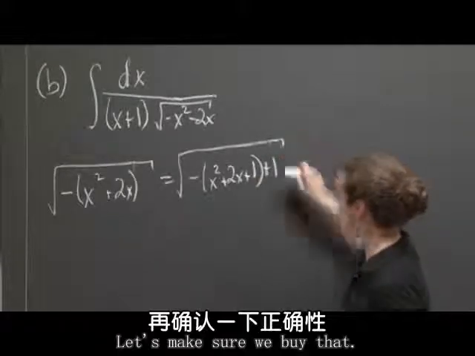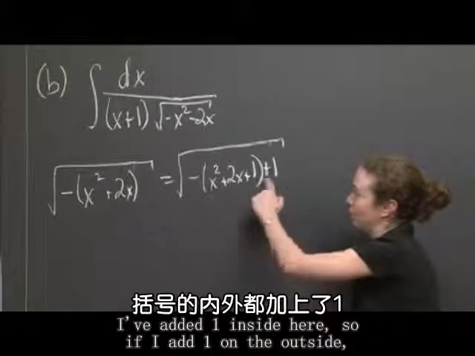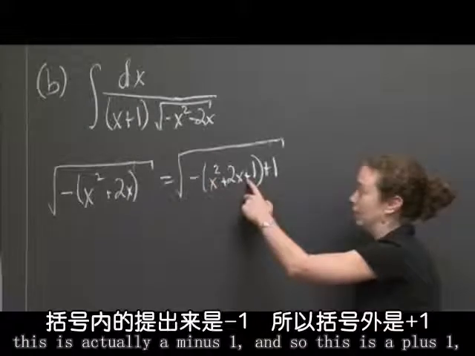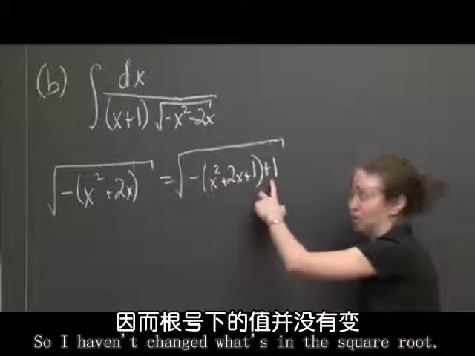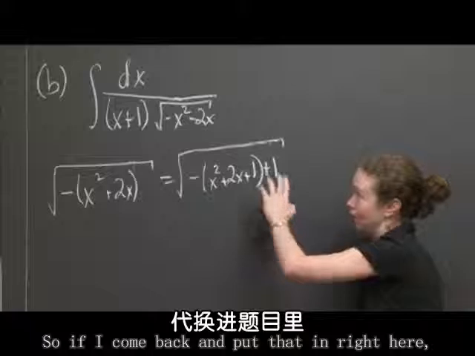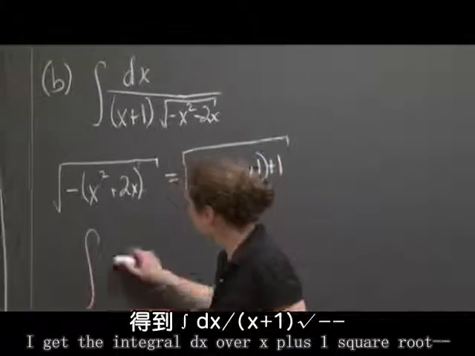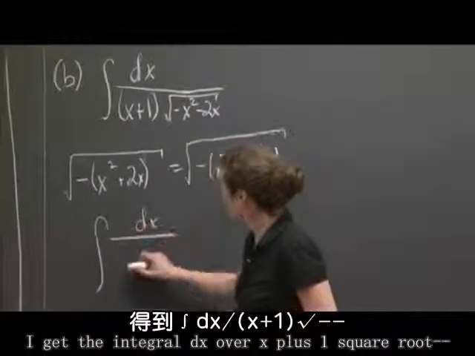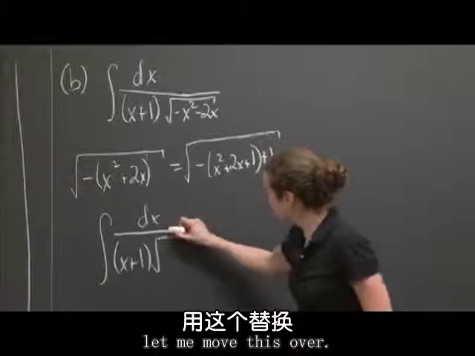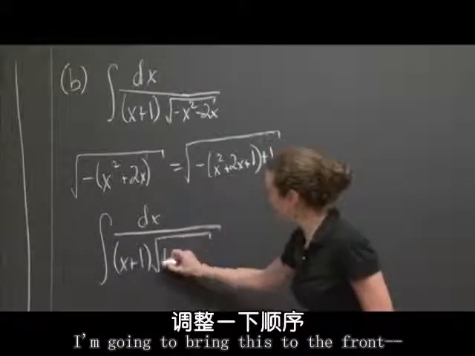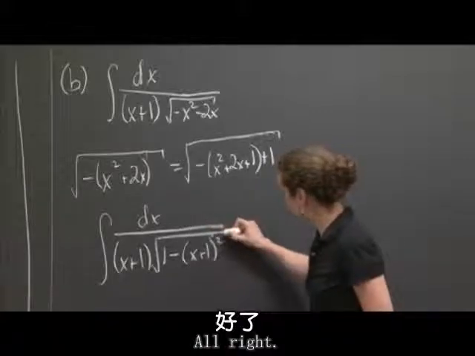Okay, let's make sure we buy that. I've added 1 inside here. So if I add 1 on the outside, this is actually a minus 1. And so this is a plus 1. So together, they add up to 0. So I haven't changed what's in the square root. So if I come back and put that in right here, what do I get? I get the integral dx over x plus 1 square root of 1 minus x plus 1 squared.